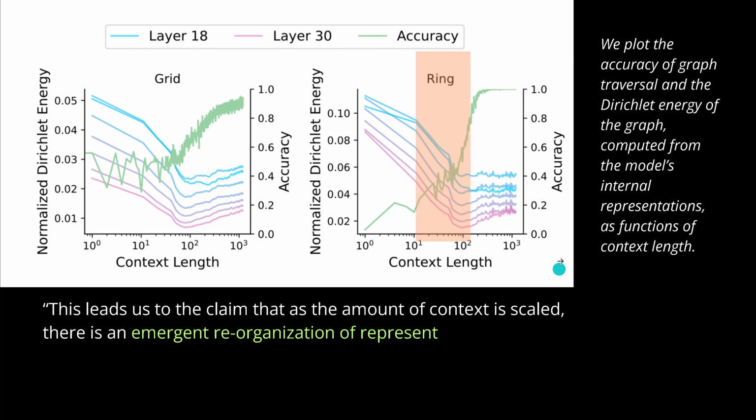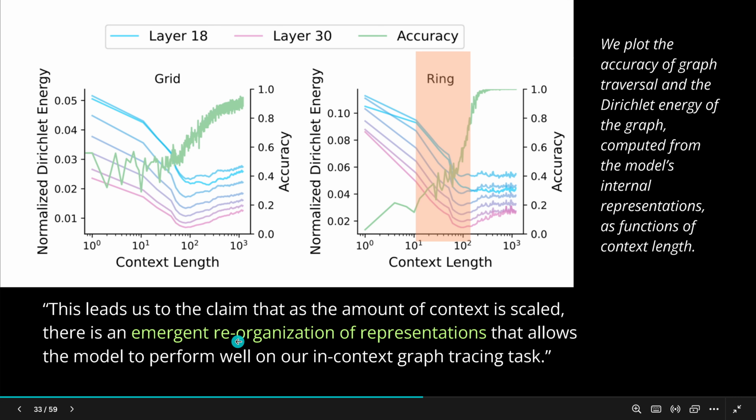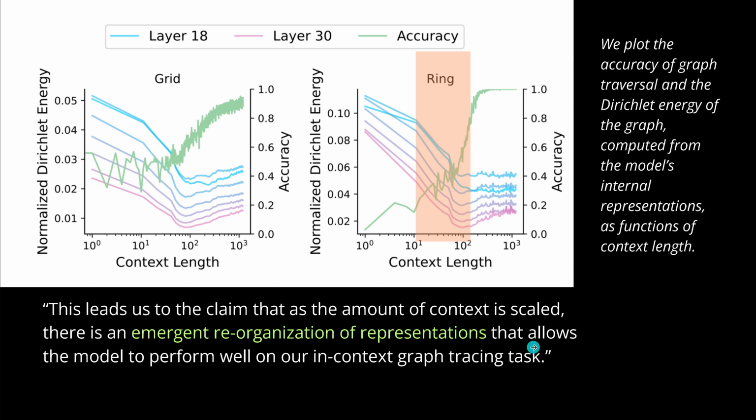Isn't this interesting? And now, as you see, this region is where you transfer from a really low performance of 20%, and when you come out here, you're above 80%. So this region is one of the most interesting regions if you want to understand this, if you want to model this. And Harvard tells us, hey, this leads us to the claim that as the amount of context is scaled, there's an emergent reorganization of the internal LLM representation that allows the model to perform well on our in-context graph tracing task I showed you in video 1. So there you have it.